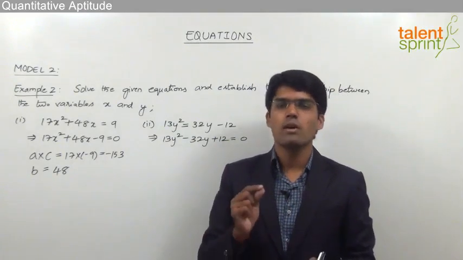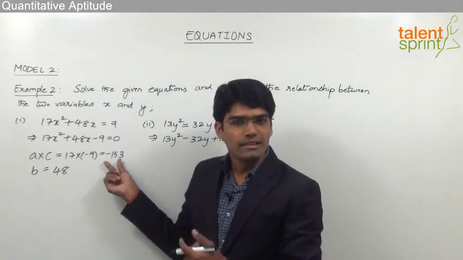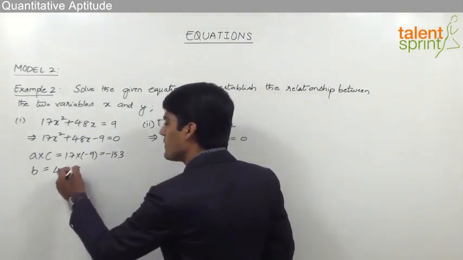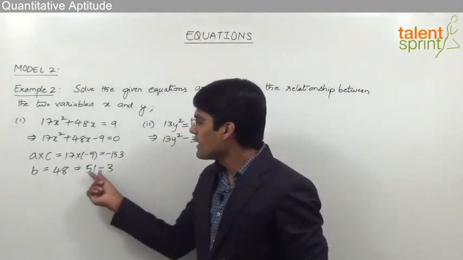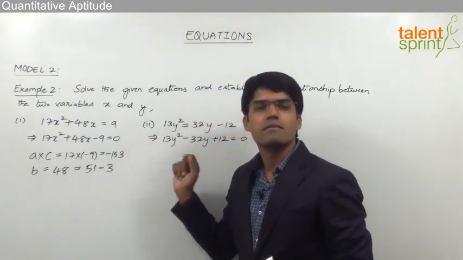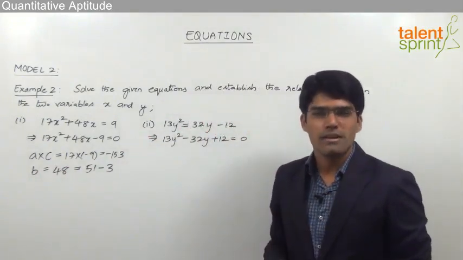But we have to take the one in which the product of b1 and b2 is equal to a into c, that is minus 153 in this case. And that one will be 51 minus 3. Why? Because 51 minus 3 is 48 and 51 into minus 3 is minus 153. So this is the correct way of breaking the number b into two different numbers.